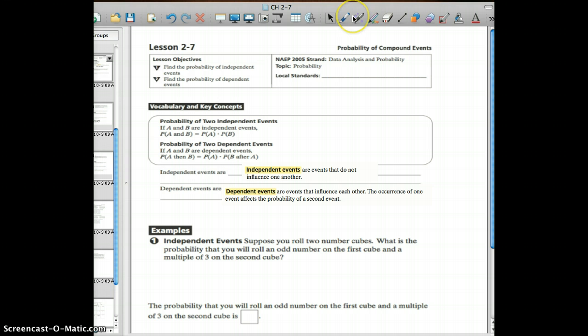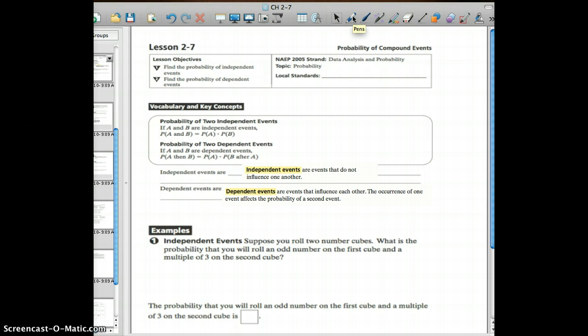Suppose you roll a number cube. What is the probability you will roll an odd number on the first cube and then a multiple of 3 on the second? Well, does it matter what happened on the first roll? No. The number cubes don't have any kind of memory. All right, we have memory, but the number cubes don't. So it really doesn't matter what happened on that first roll.